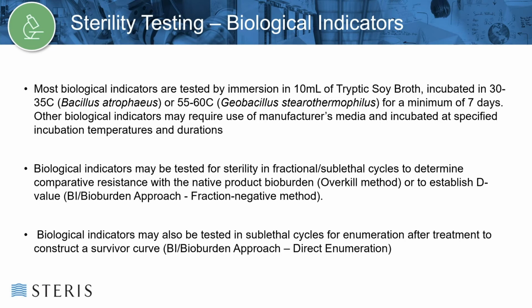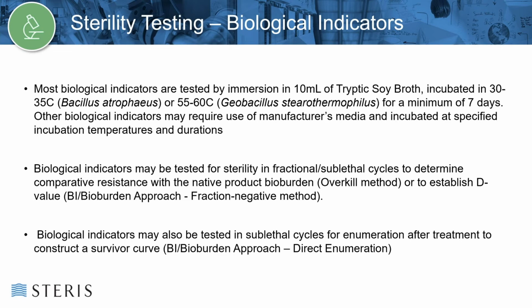The other portion of showing comparative resistance would be the biological indicators that could be used for internal process challenge devices, or BIs, inside the product or product packaging, and external process challenge devices, BIs, on the outside of a pallet, in the fractional cycle, and also used in half and full cycles. Most commercially available biological indicators are cultured by immersion in 10 milliliters of tryptic soy broth, also known as soybean casein digest broth.